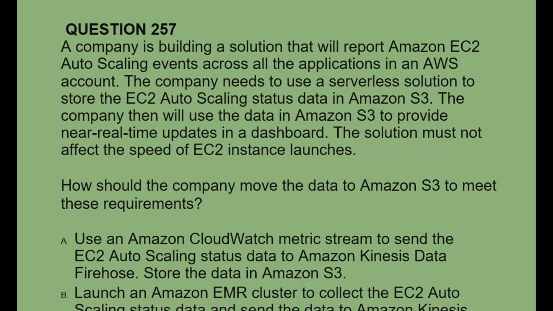Question is, a company is building a solution that will report Amazon EC2 auto-scaling events across all the applications in an AWS account. The company needs to use a serverless solution to store the EC2 auto-scaling status data in Amazon S3. The company then will use the data in Amazon S3 to provide near real-time updates in a dashboard. The solution must not affect the speed of EC2 instance launches. How should the company move the data to Amazon S3 to meet these requirements?